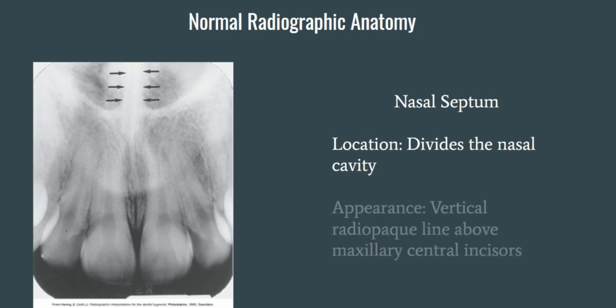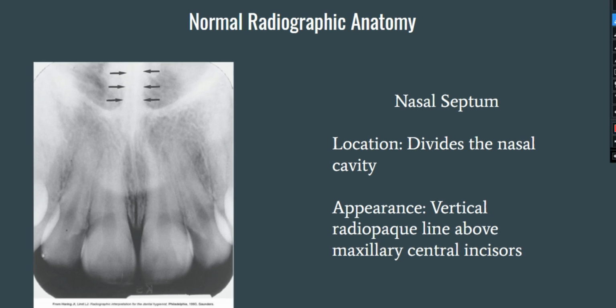And on the radiograph, it will appear as a vertical radiopaque line above the maxillary central incisors. So the palatine suture was a radiolucent line. The nasal septum is going to be a radiopaque line. And that line is the line that goes right here, where those little arrows are pointing. That is your nasal septum.